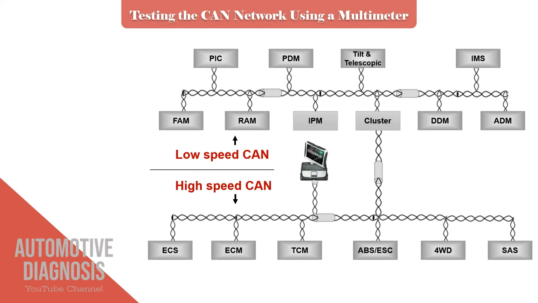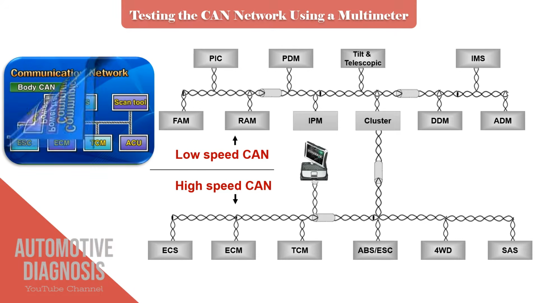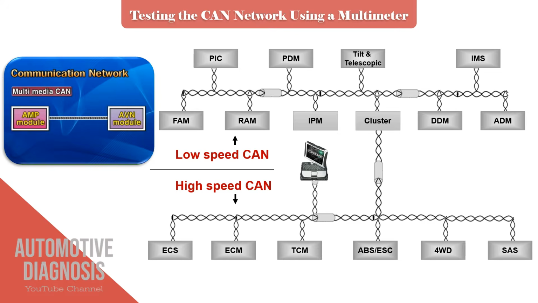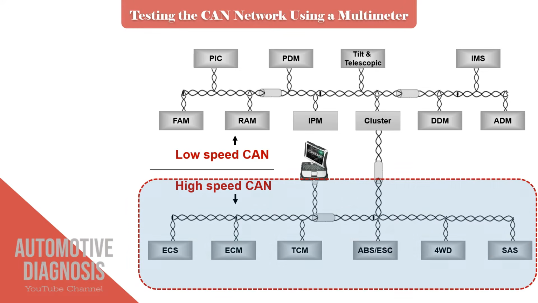CAN bus network is designed to minimize the wiring used in the car, and bring more reliability with the high-speed data transfer. Different types of CAN bus have been used in the cars, like powertrain CAN, body CAN, or multimedia CAN. This diagnostic video is only applicable on the high-speed CAN, which is called CAN, or powertrain CAN. Normally engine, transmission, ABS, 4WD, electric power steering and a couple of other units are connected through this CAN bus.